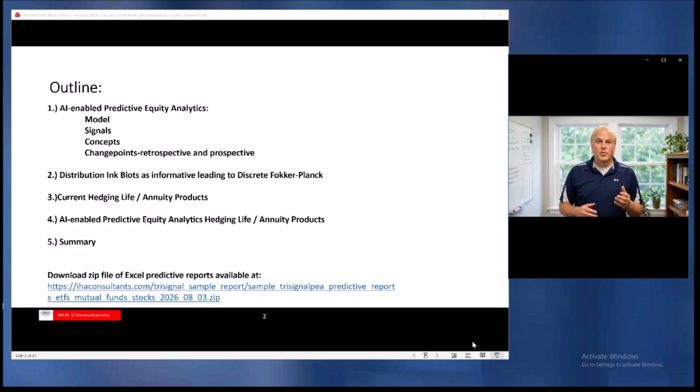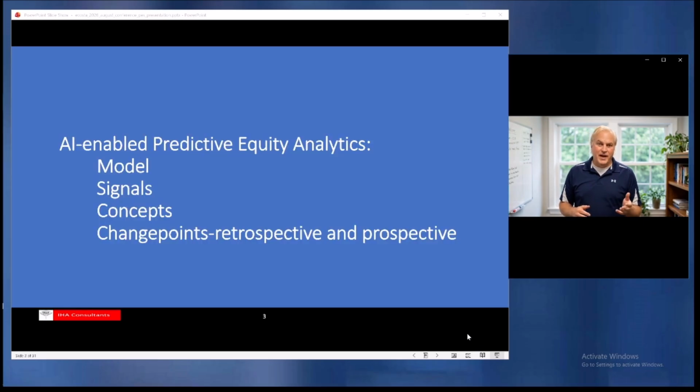Outline we will follow. 1. AI-enabled predictive equity analytics: model, signals, concepts, change points, retrospective and prospective. 2. Distribution ink blots as informative, leading to discrete approximation to Fokker-Planck equation. 3. Current hedging of life and annuity products. 4. AI-enabled predictive equity analytics hedging for life and annuity products. Download of sample Excel models available at https://trisignalpia.com.